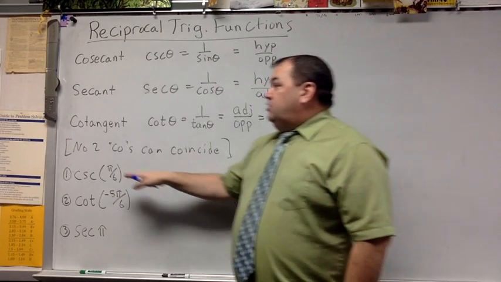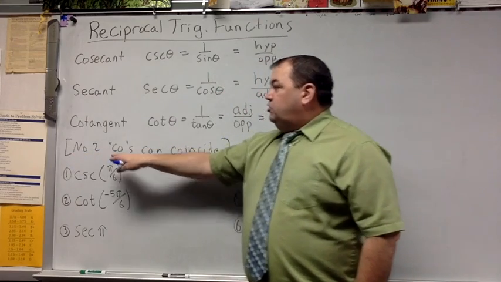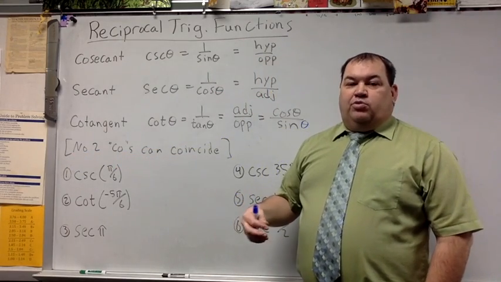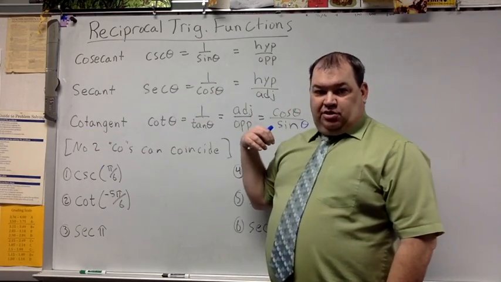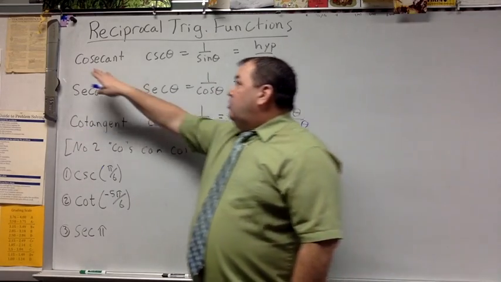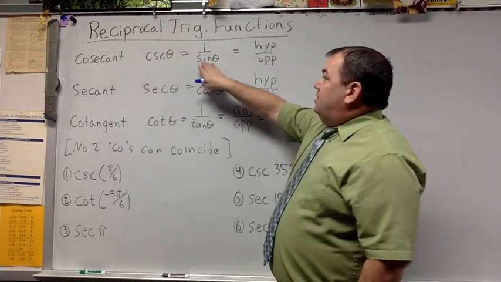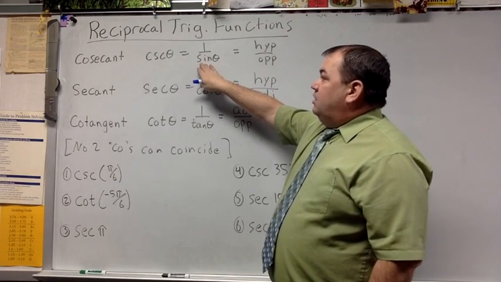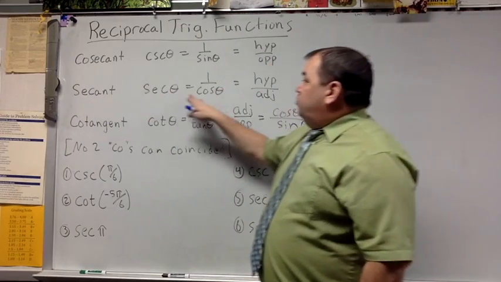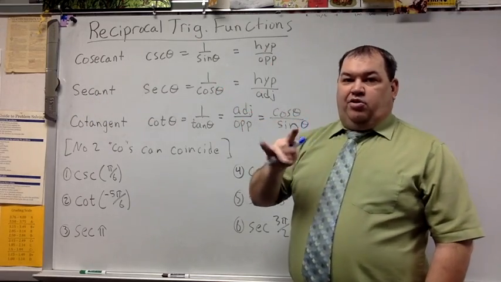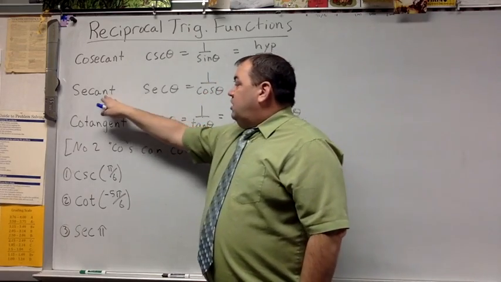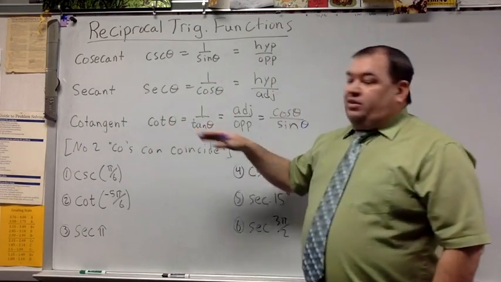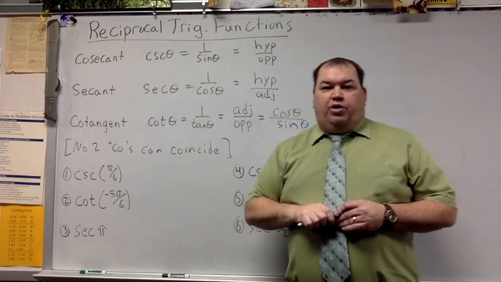Now, the way I keep these straight is I always talk about the two cos not coinciding. So you'll notice that cotangent was with tangent. That one's pretty easy. Cosecant is not with cosine, it's with sine. And secant goes with cosine. So every one of the pairs has a co in it. Cosecant with sine, cosine with secant, cotangent with tangent. That's how I kind of keep those straight.